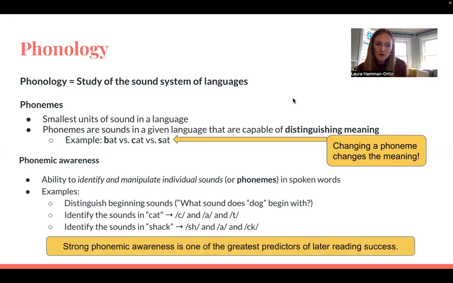And as I mentioned before about how important this is for reading, we know that developing strong phonemic awareness is one of the greatest predictors of later reading success. So this ability to hear sounds and distinguish between sounds in different words in a given language is a fundamental building block for future success in reading.